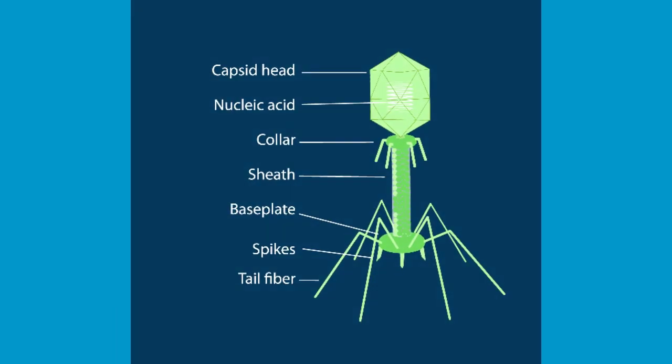The bacteriophage also has a structure, which consists of the capsid head, and inside the capsid head contains the nucleic acid or the DNA of the bacteriophage, while the tail consists of the collar and the sheath, which also includes the base plate, the spikes, and the tail fiber.